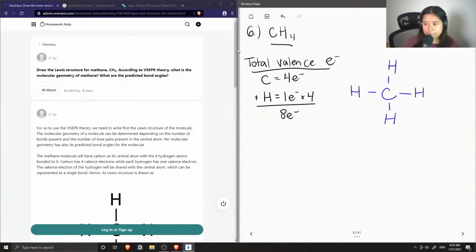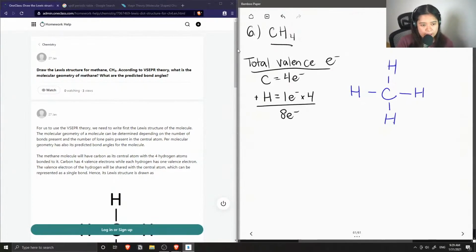bonding. Okay, so now I have this structure for methane, and if I count out how many electrons I've drawn so far, where each bond contains 2 bonded atoms, then I have my 8 electrons already in the structure, so this would be the correct Lewis structure.